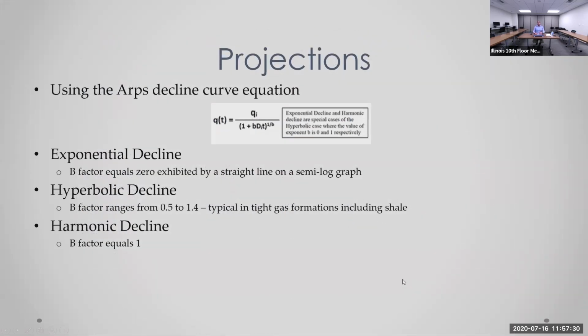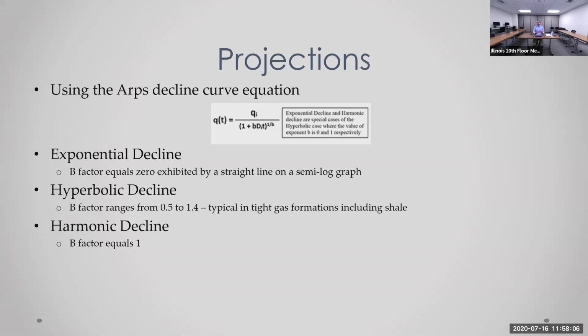All right, so the fun part, projections. I'll just briefly go into the theoretical part, and I'll focus more on the practical part. Theoretical, Arps' decline curve equation, right? We all know it. This is how it looks. We got 3 main types of declines: exponential, hyperbolic, harmonic. Exponential means that our B factor is going to be 0, and it's going to result in a straight line on a semi-log graph. Hyperbolic is more common, ranges from 0.5 to 1.4.